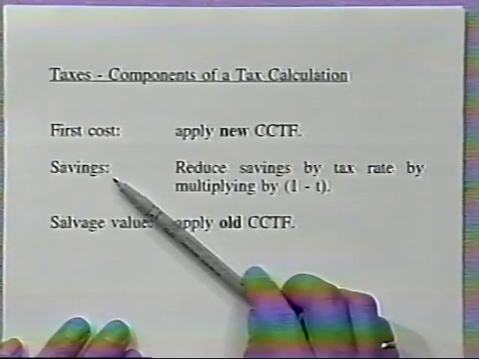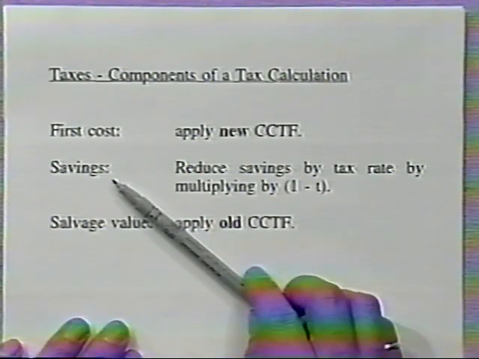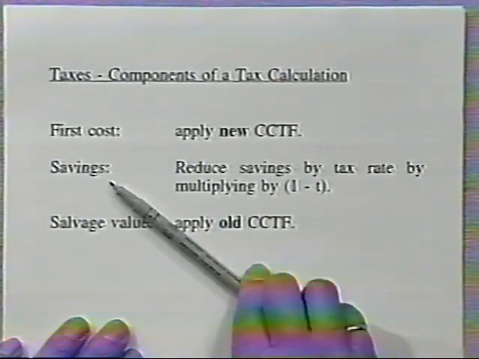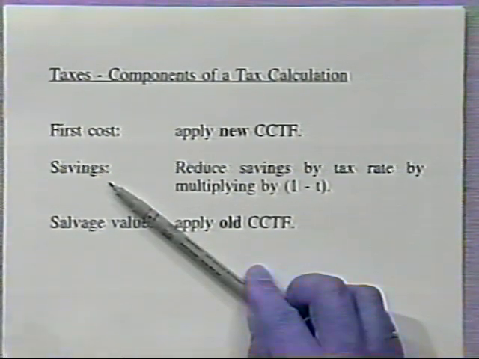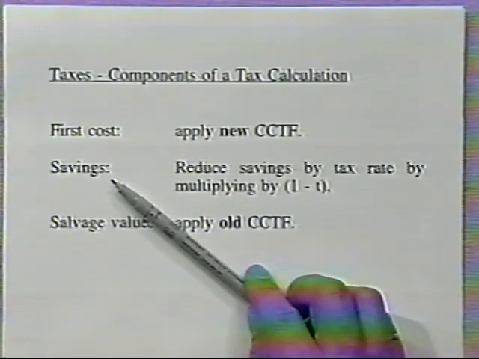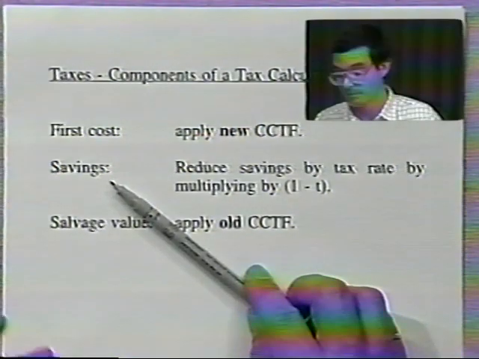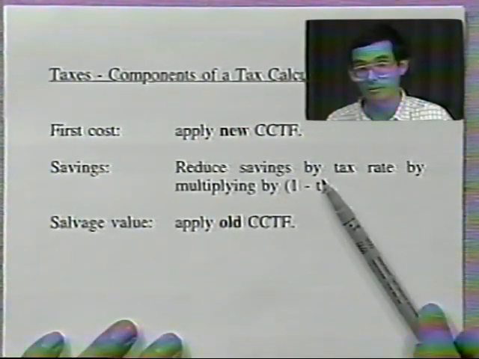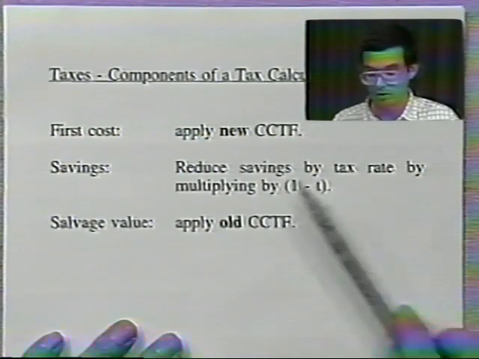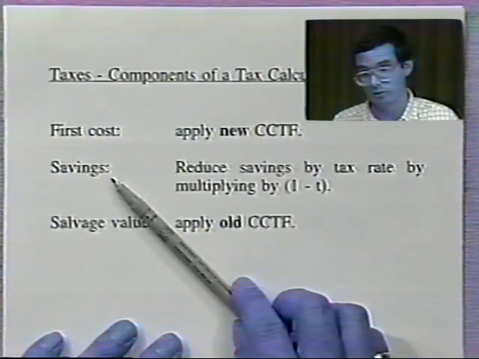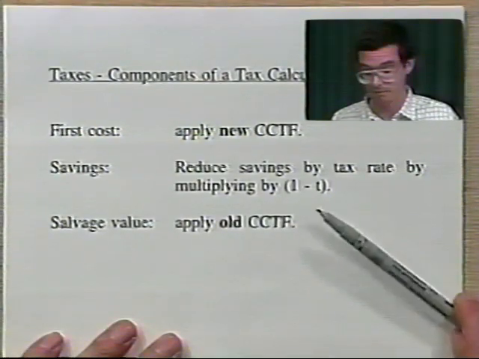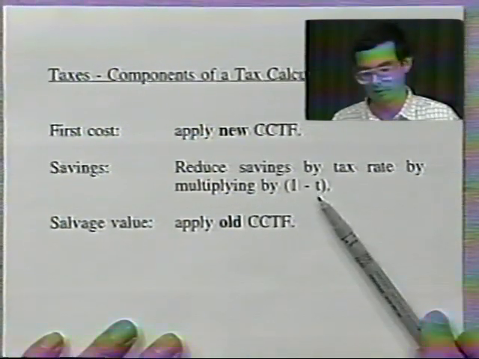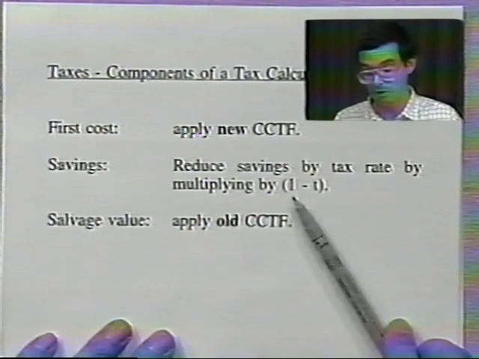Savings are a little bit different. Savings are reflected as income to the company because they're adding money to the company. And that income is taxed. It's taxed at a tax rate T. So future savings from a purchase are going to be taxed, and the benefits are in fact reduced from what they might appear. They'll be reduced by that tax rate. So the remaining savings will be 1 minus the tax rate.